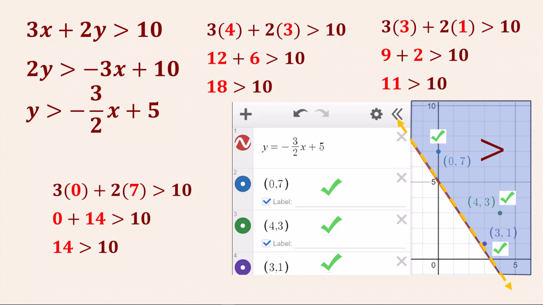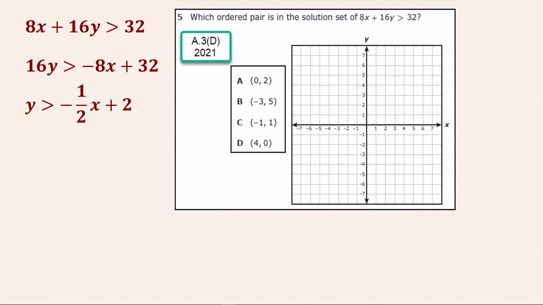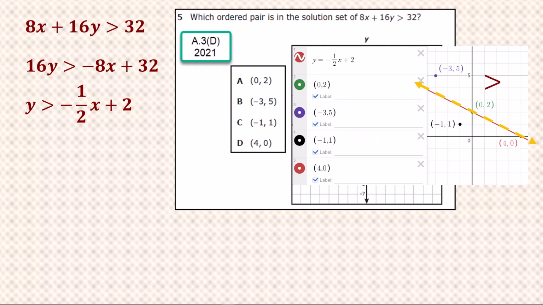Here is an actual question from the 2021 STAR test, asking which ordered pair represents a point that works with this inequality, 8x plus 16y greater than 32. Transforming the inequality to slope-intercept form, subtracting 8x from both sides, and then dividing all parts by 16, resulting in the inequality y greater than -1/2x plus 2, allows us to graph this in Desmos to see which points lie in the solution area, the part above the line, which is dotted since the inequality does not include equal to.